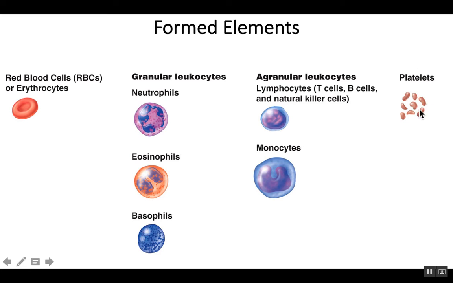Finally, the last category under the heading of formed elements are actually not cells, they're fragments of cells. Platelets are derived from big giant cells called megakaryocytes, but then they fragment into little portions of the cell, and these are used in your blood clotting mechanism. So this is just a heads up on where we're going next. We're going to cover the red blood cells, the different types of leukocytes, and then finally platelets.